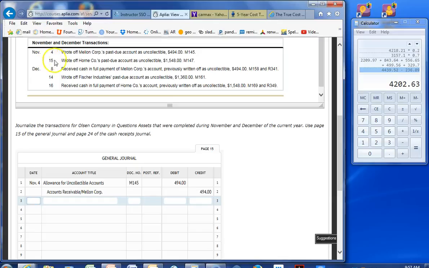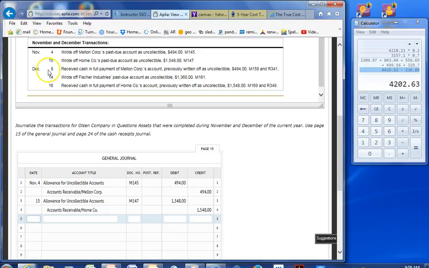Okay, let's move on. November 15th, wrote off Horn Company's past due accounts as uncollectible. So that'd be same month, so we can just put 15. Allowance for uncollectible. That one is memorandum 147. And our debit is 1548. And then accounts receivable, Horn Co. Credits 1548. So far, so good.